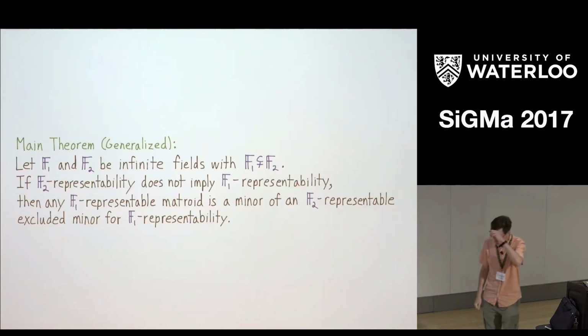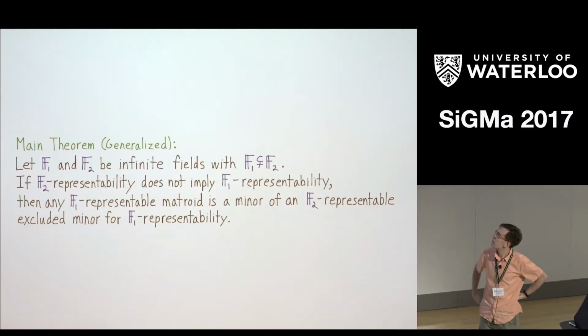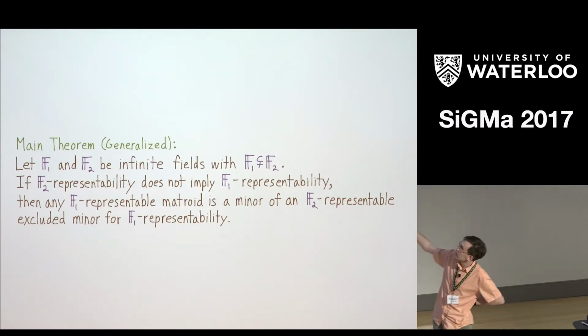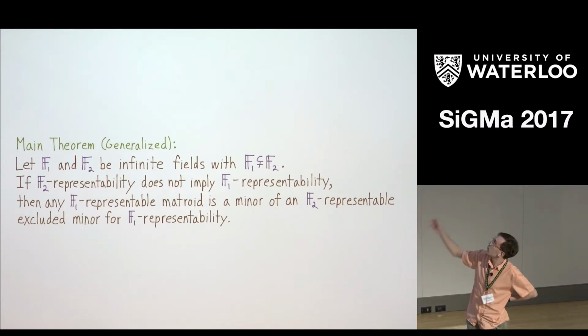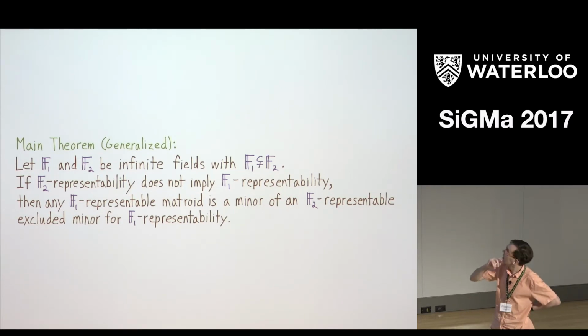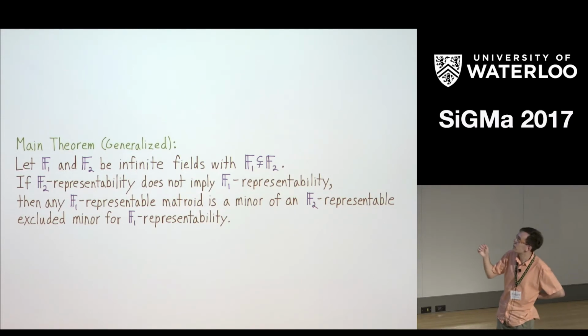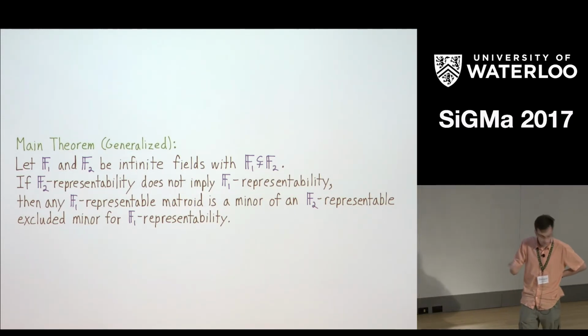As we only used specific properties of representability over an infinite field, this actually holds for any two infinite fields, F1 and F2, where F1 is contained in F2. Specifically, if representability in the larger field does not imply representability in the smaller field, then the excluded minors needed to distinguish between representability over the two are at least as wild as the class of matroids representable over the smaller field.